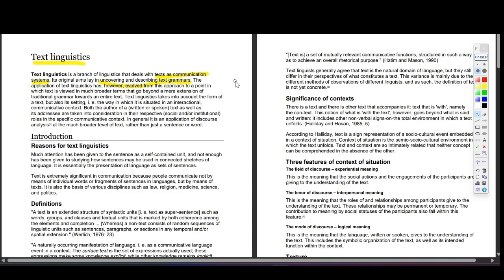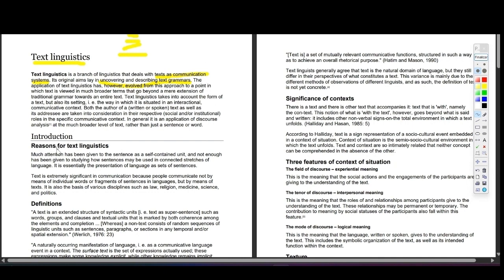The application of text linguistics has, however, evolved from this approach to a point at which text is viewed in much broader terms that go beyond a mere extension of traditional grammar toward entire text. So let's say grammar is the base, but there is a lot and a lot and a lot of scaffolding there.